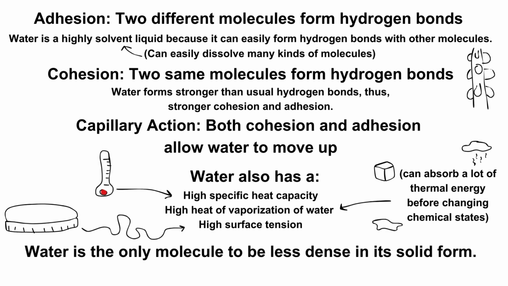Adhesion occurs when 2 different molecules form hydrogen bonds, and cohesion occurs when 2 same molecules form hydrogen bonds. Since water forms stronger than usual hydrogen bonds, it has a high specific heat capacity, a high heat of vaporization, a very high surface tension, and is the only molecule to be less dense in its solid form. Both cohesion and adhesion allow water to defy gravity and move upwards through what's called capillary action. You can see the effects of adhesion and cohesion when water droplets are clinging for their lives on objects.